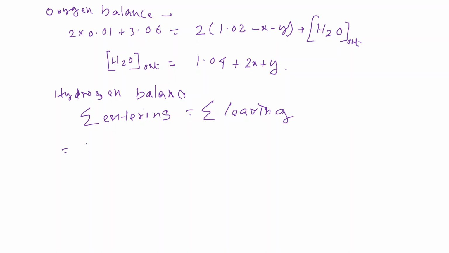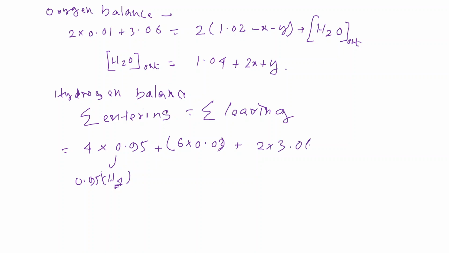The entering hydrogen: if you calculate 4 multiplied by 0.95, this is for methane CH4, 0.95 mole, with 4 hydrogens, that's why 4 multiplied, plus 6 multiplied by 0.03, plus 2 multiplied by 3.06, equals 4x plus 1.04 plus (2x plus y) multiplied by 2 plus hydrogen out.